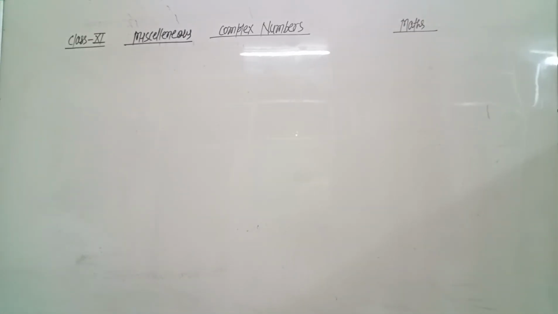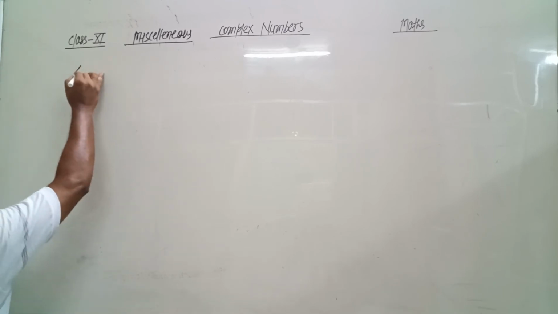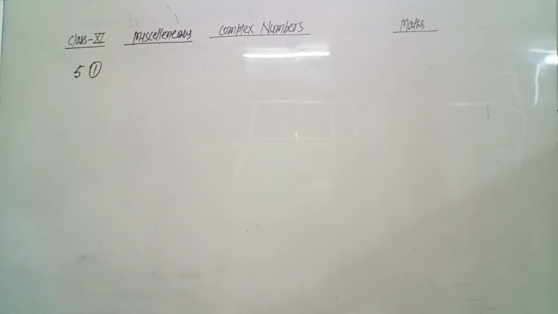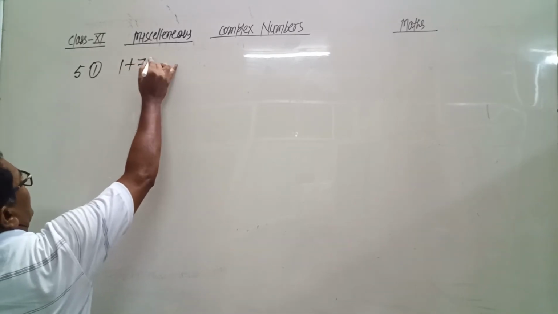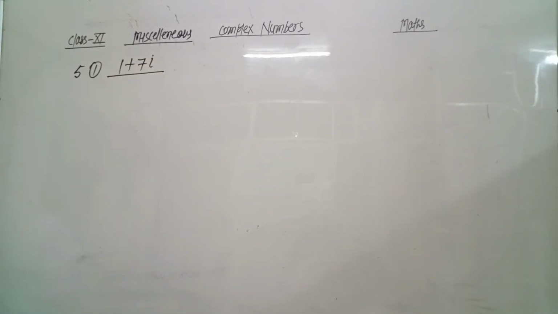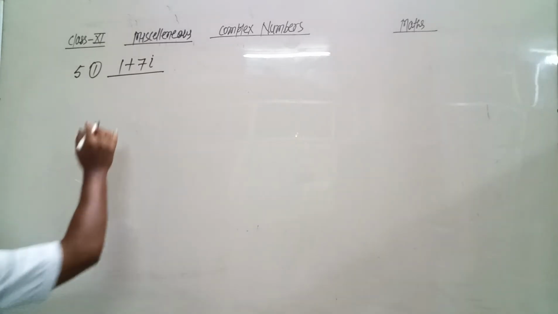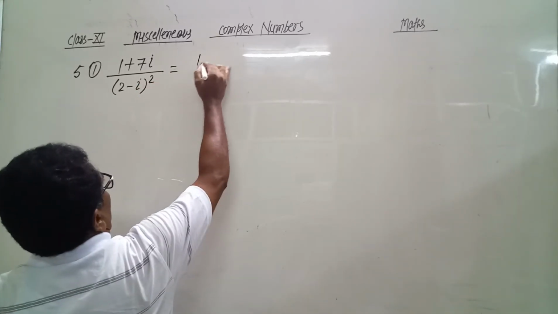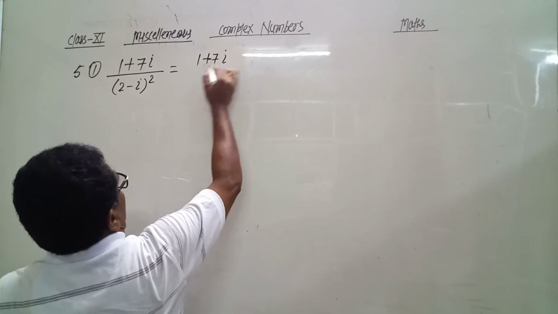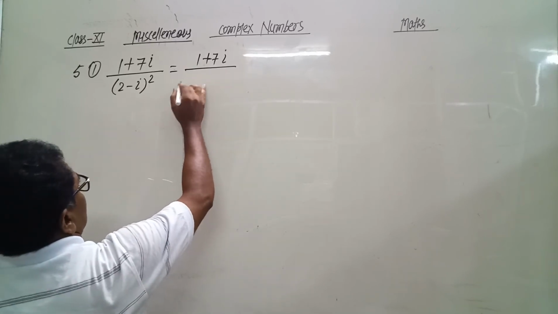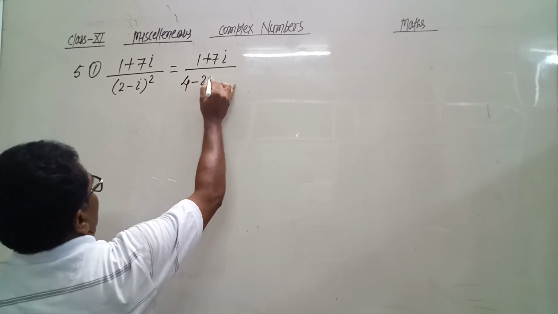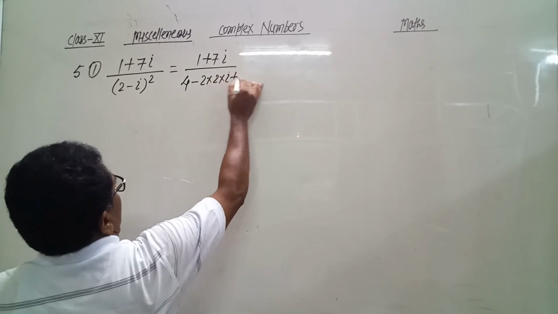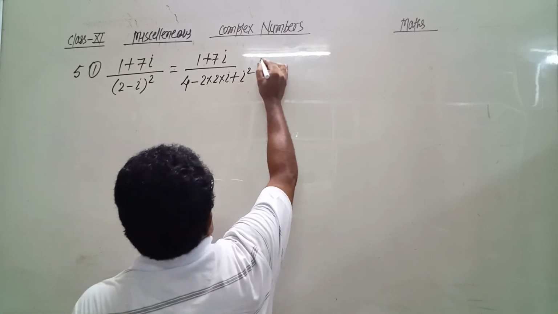Now the first part of question number 5. Converting to polar form: (1 plus 7 iota) upon (2 minus iota) the whole square. Firstly we have to express this in the standard form. So (1 plus 7 iota) upon, this will be expanded in the form (a minus b) the whole square, so a square minus 2ab plus b square, where b means iota.